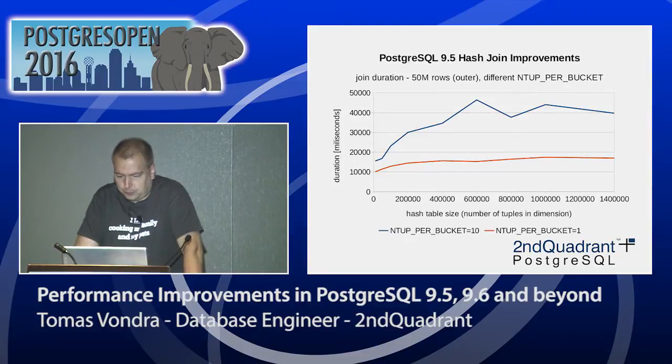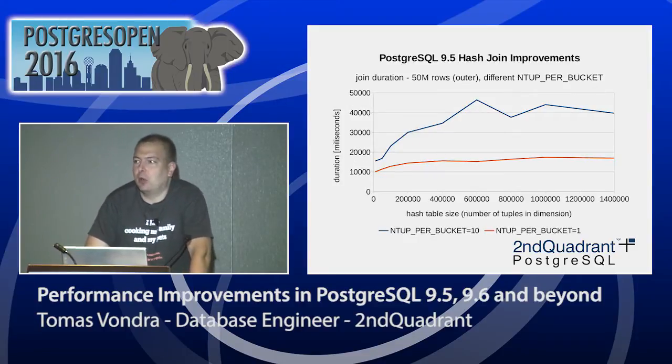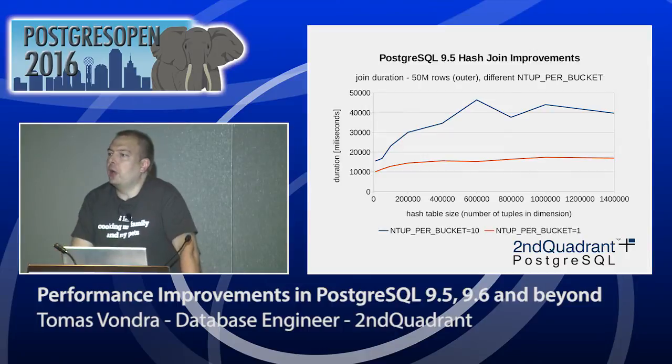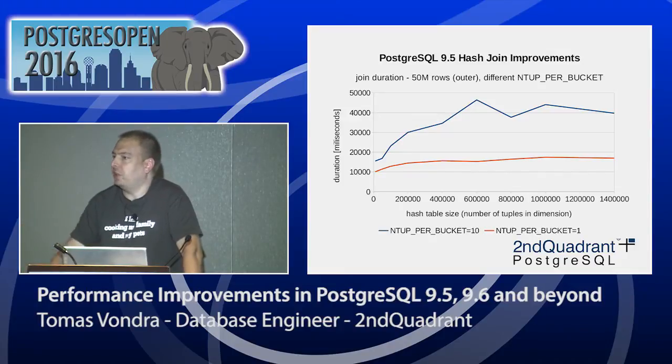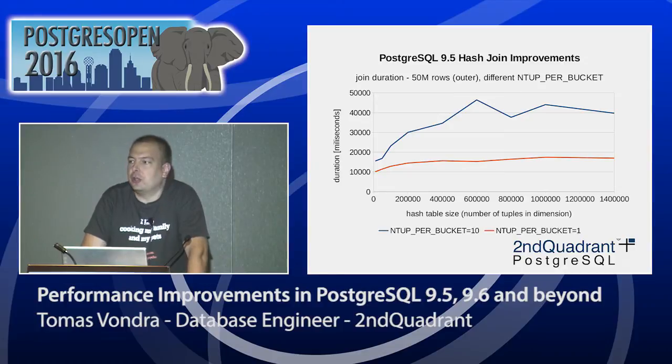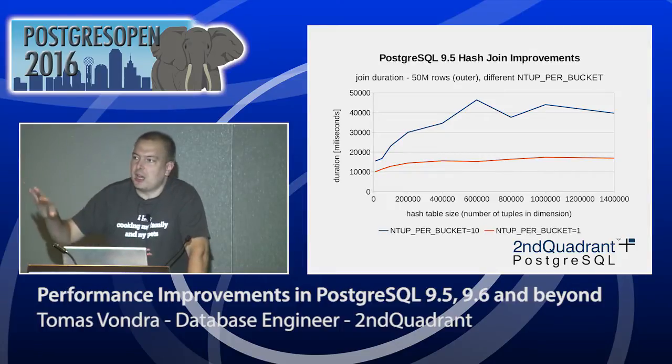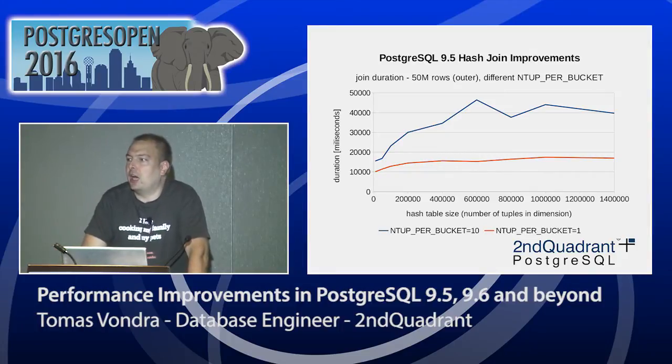Right. So we keep the fact table at 50 million rows. We change the size of the dimension table to see how that behaves at different sizes of hash tables. And again, the blue line is the duration on 9.4. You can see it takes like 40 seconds. It kind of jumps depending on how accurate the estimate was, or how exactly the hash table was sized.